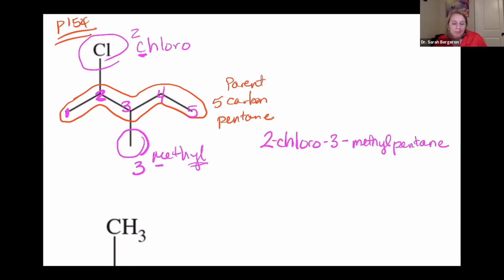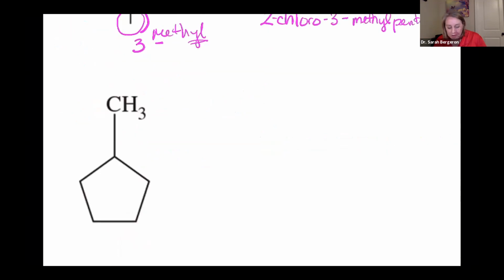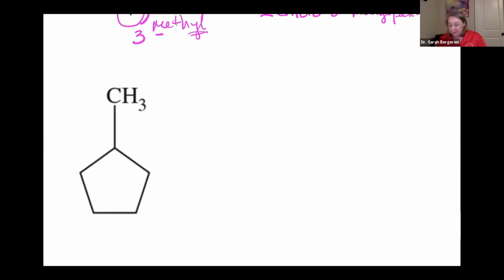Okay. Let's try another one. Now this one's a little different. This one has a ring, right? So what we want to do is we want to count the number of carbons inside the ring and make sure we have more carbons in the ring than we do in the substituents.